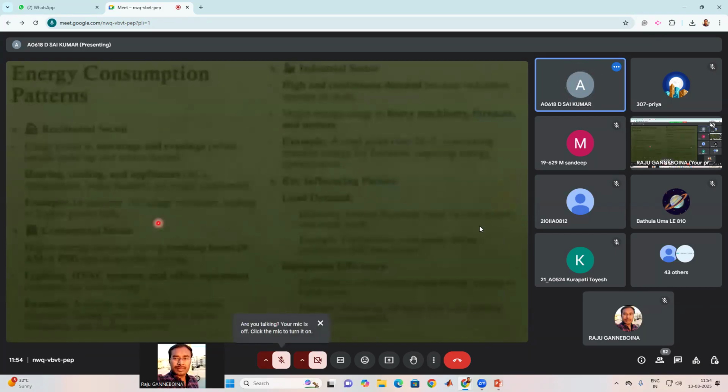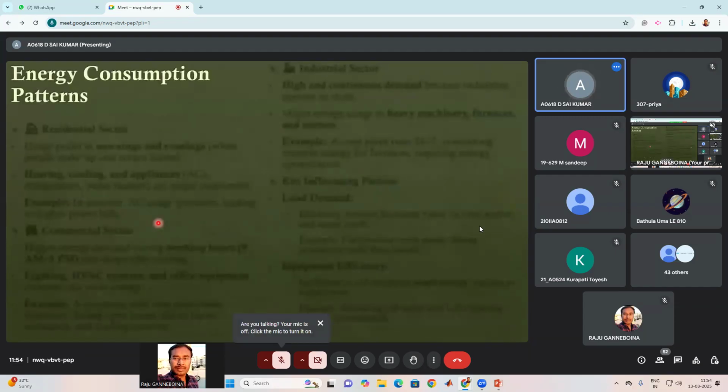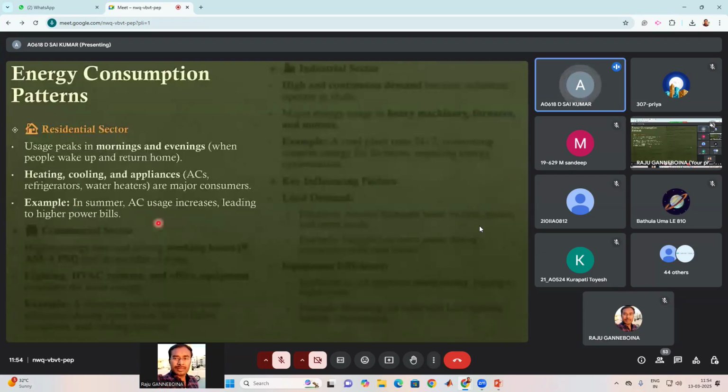Going to the next slide, I took the energy consumption patterns in different sectors, like the residential sector, where usage peaks in mornings and evenings when people wake up and return home, and heating, cooling and appliances like ACs, refrigerators, and water heaters are the major consuming gadgets among daily home appliances. For example, in summer AC usage increases, leading to higher power bills. This is the kind of energy consumption pattern we generally see in residential sectors.